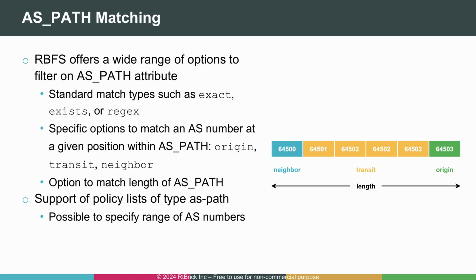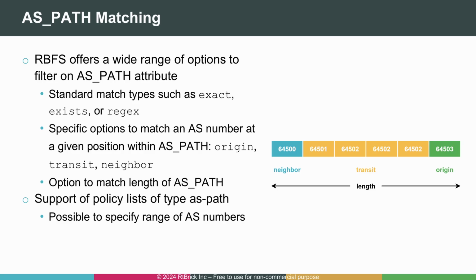In RBFS, there are specific options optimized for this purpose: origin, transit, and neighbor. The neighbor refers to the directly connected peer AS, meaning the first AS number in the AS path. The origin refers to the AS where the prefix was originally injected into BGP, which is the last AS number in the path. The transit type matches all other AS numbers in the AS path that are neither origin nor neighbor.